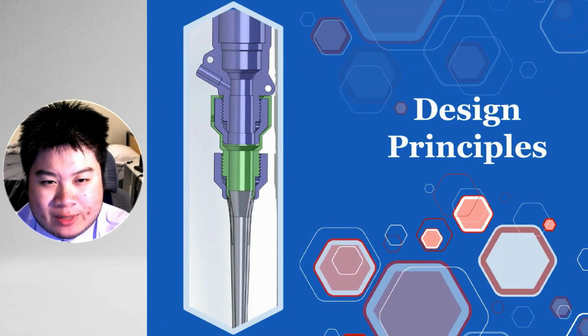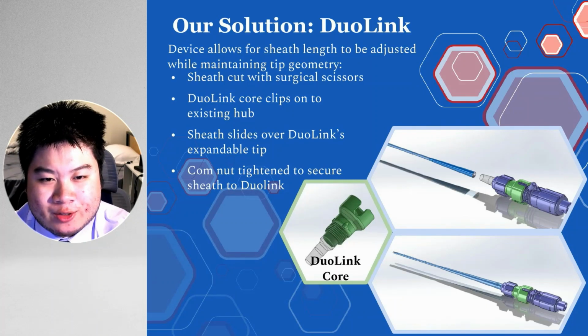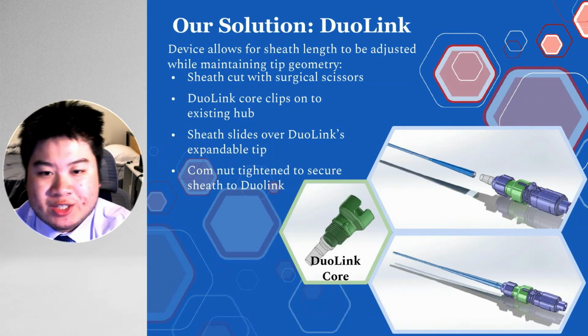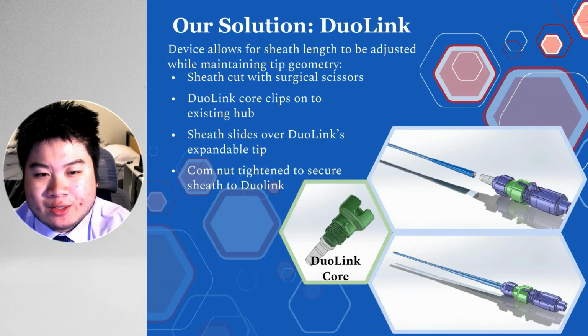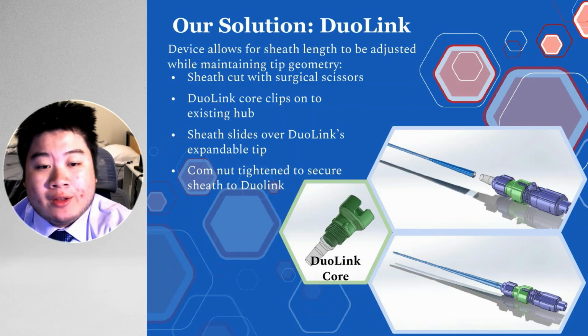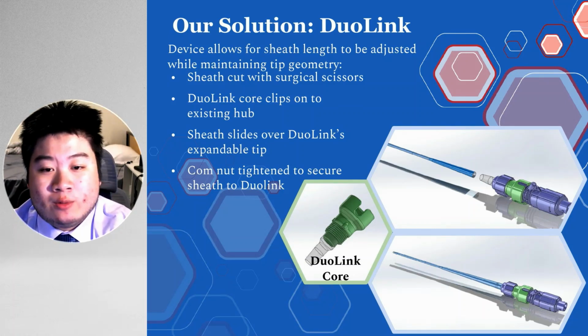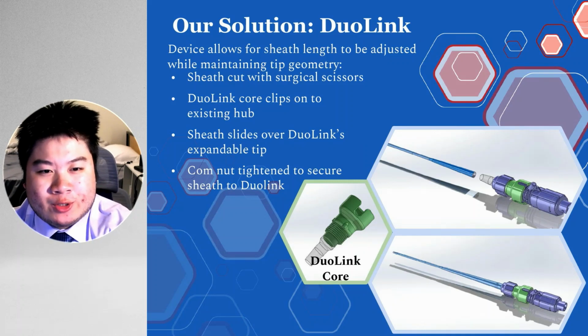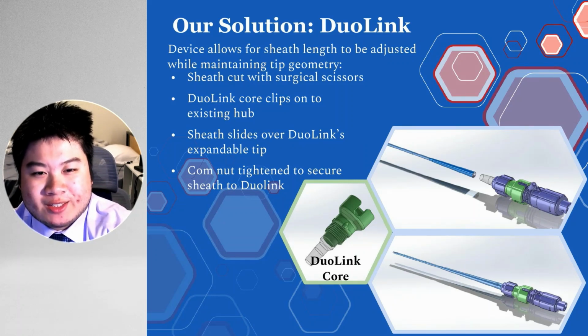Thank you, Joshua. I will now talk about our design principles. Our device, the DuoLink, enables clinicians to adjust the sheath length to match the patient's vasculature at various access points while maintaining the original tip geometry. This device preserves the benefits of the original E-sheath while addressing the shorter length required of alternative access.